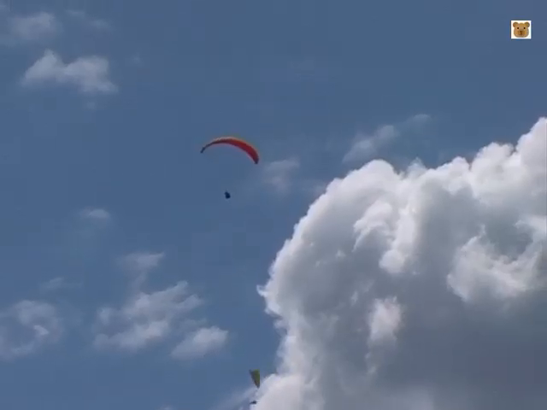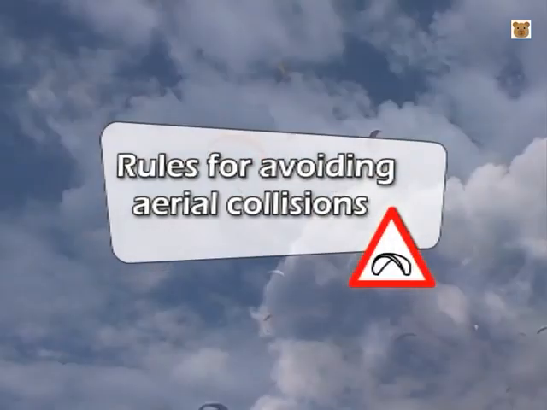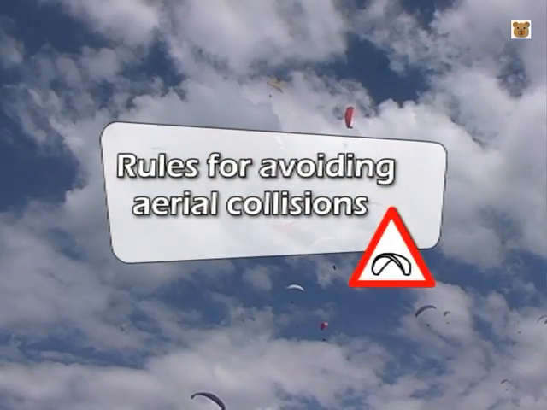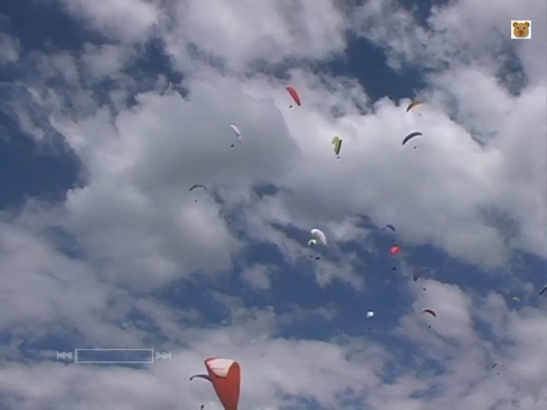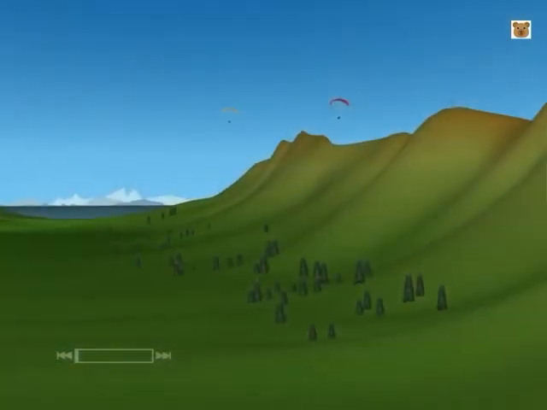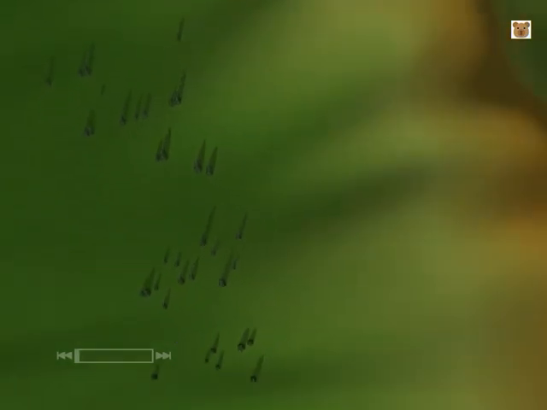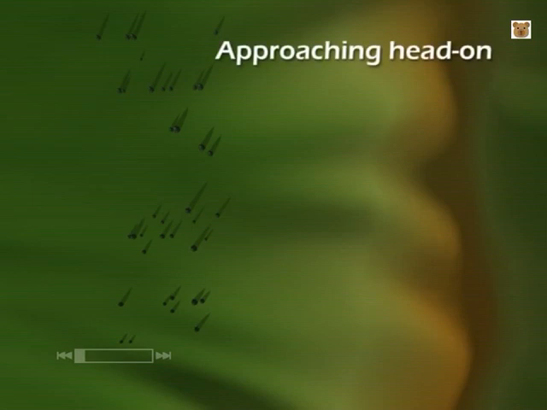Let's go over the rules of priority that prevent paragliders from colliding. The prime rule is the following. It's the pilot's responsibility to take all possible measures to avoid a collision with any other aircraft. The animations that follow present the collision avoidance rules. They are not to scale. Try to maintain a safe distance from the other aircraft.